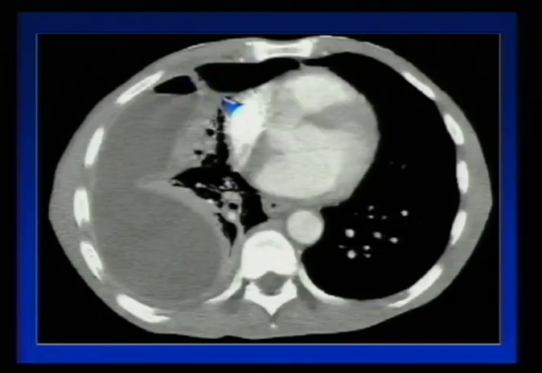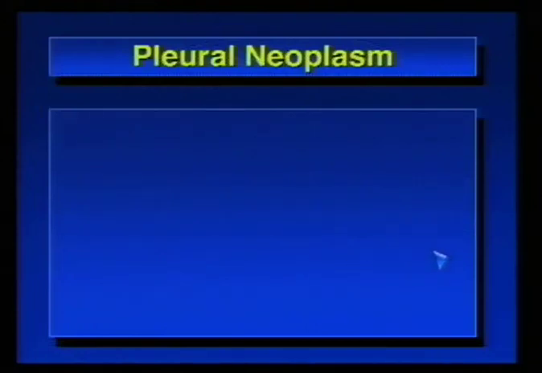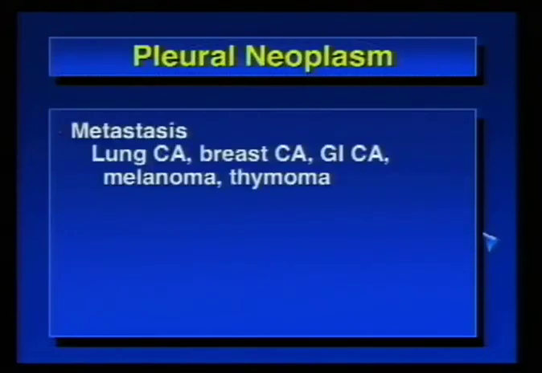So that's an exudative effusion, and this split pleural sign is suggestive of empyema. Okay, let's move on. Pleural neoplasms. So what neoplasms occur in the pleura? Well, metastases frequently go to the pleura from what? Lung cancer, breast cancer, GI tumors, melanoma, and thymomas.